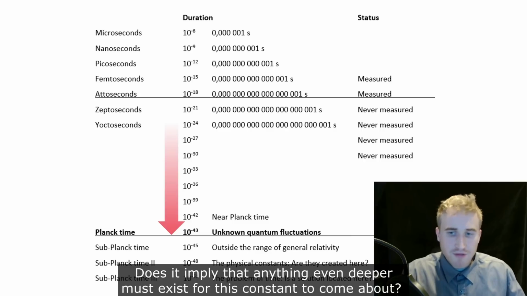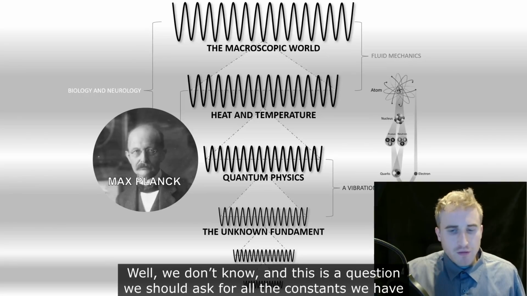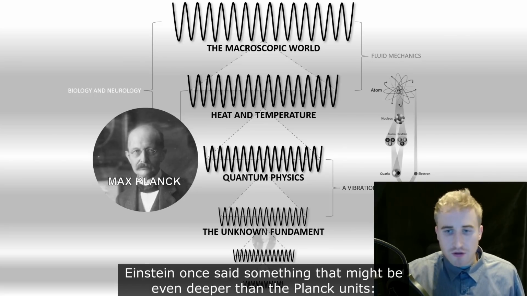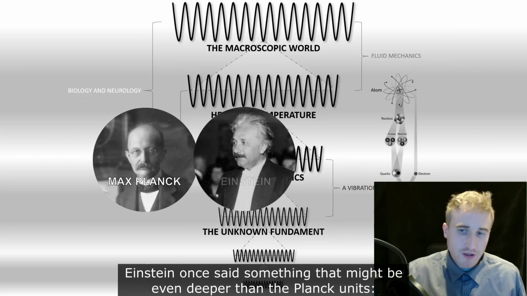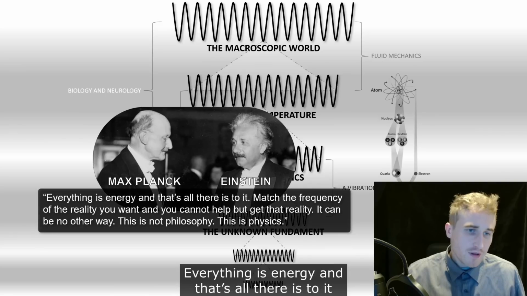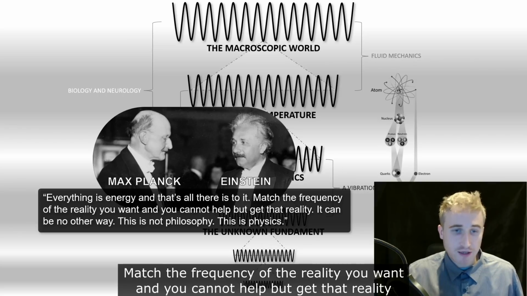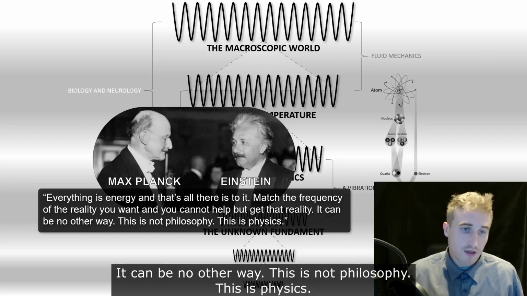Does it imply that anything even deeper must exist for this constant to come about? Well, we don't know, and this is a question we should ask for all the constants we have. Something must be the fundament for the world we live in. Einstein once said something that might be even deeper than the Planck units. Everything is energy, and that's all there is to it. Match the frequency of the reality you want, and you cannot help but get that reality. It can be no other way. This is not philosophy, this is physics.